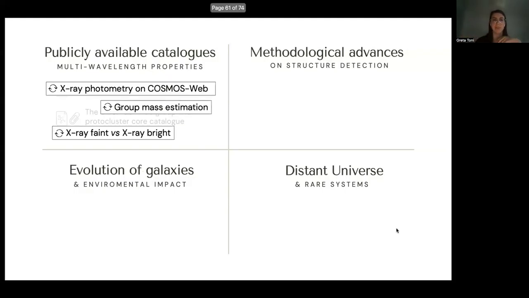And among the possible ideas for the future, well, I'm currently working on this because I'm quite interested in the difference between X-ray faint and X-ray bright systems, so the comparison between optical and X-ray properties. And I'm also working on completing the group mass estimation in these catalogs.